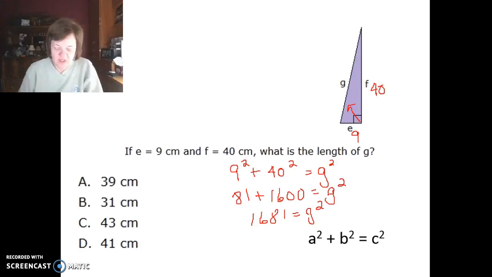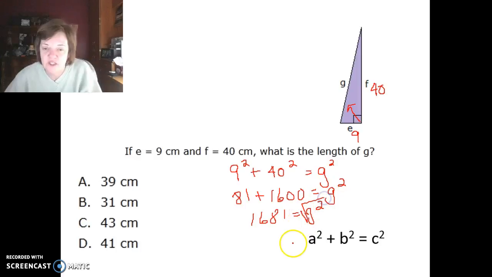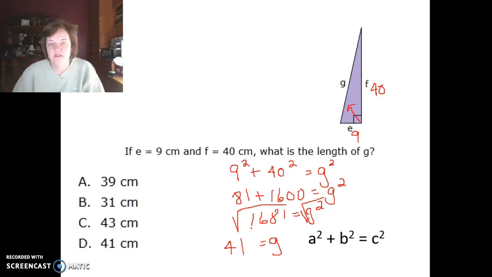And now you just hit the square root button. Okay, we're going to take the square root of g squared because we're looking for g. We're not looking for g squared. Take the square root of both sides, and that gives us 41. Right, watch that again if you need to.